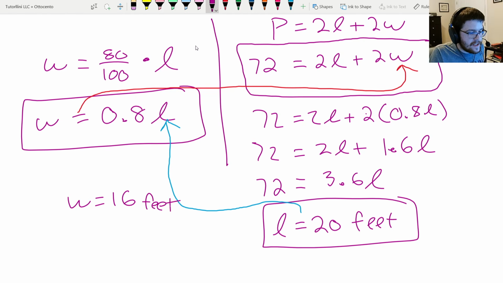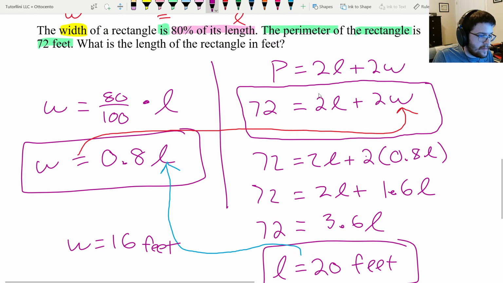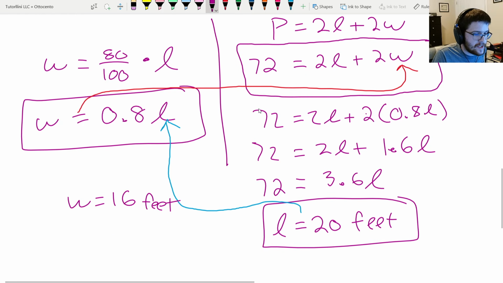So the width is 16 feet, and the length is 20 feet. And you can go back and plug that back in to check. 2 times 16 plus 2 times 20, I get 72. And is the width 80% of the length? 0.8 times 20, I get 16. Looks like we did a good job.